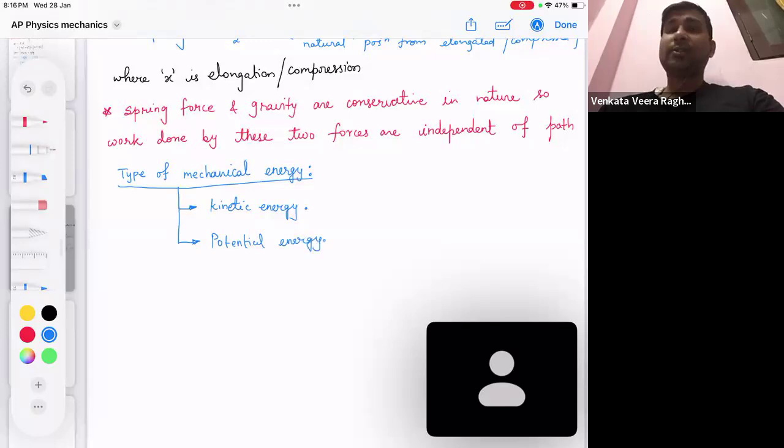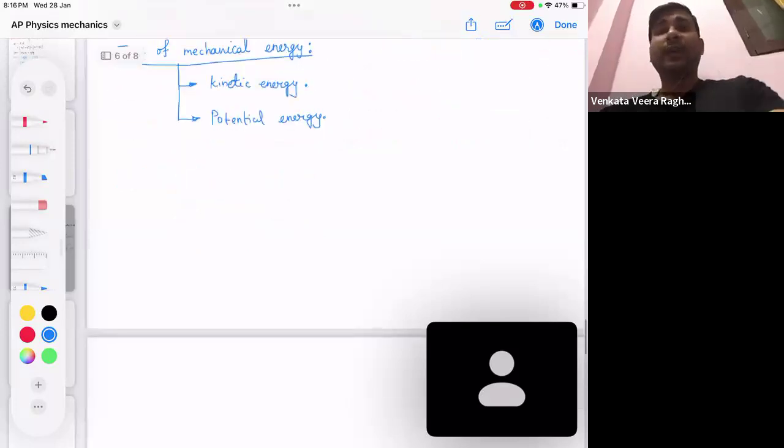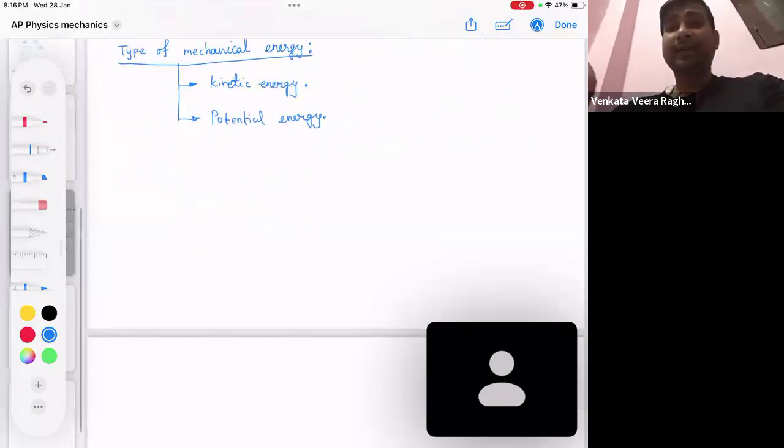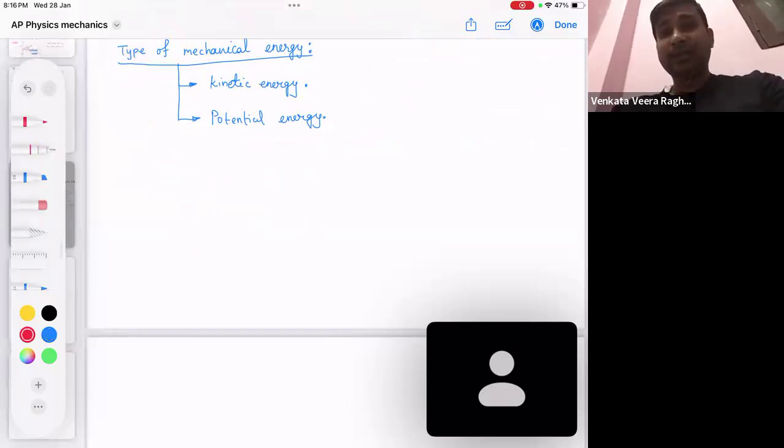So let's try to learn about these two forms of energy. How do we calculate the kinetic energy and how do we calculate the potential energy? Okay, so let's first try to learn about the kinetic energy. So what is the kinetic energy a particle has?